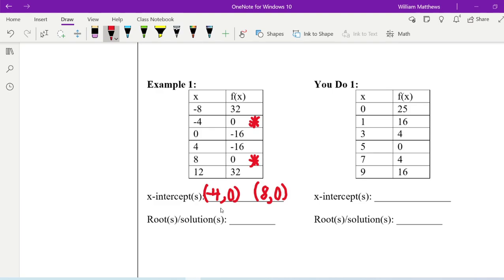Now when we're writing our root or solution, we just say that our x value is equal to, and we can just list our x values. In this case, we have -4 and we have 8.